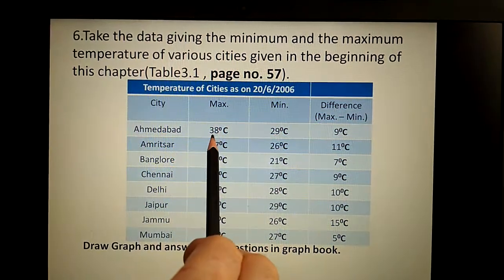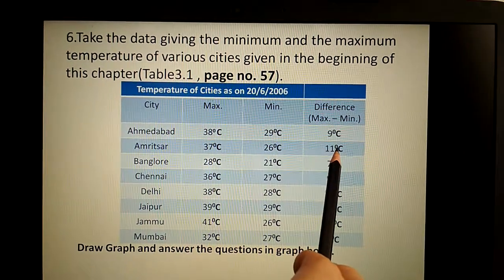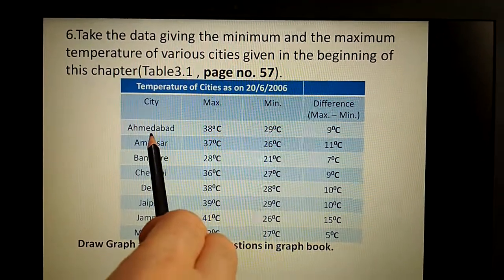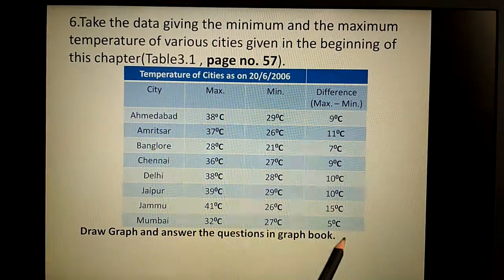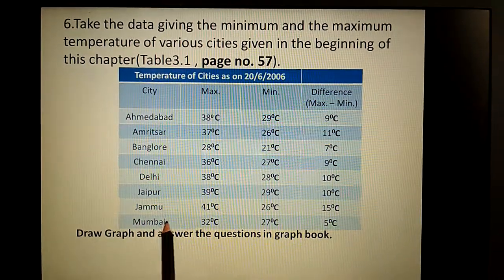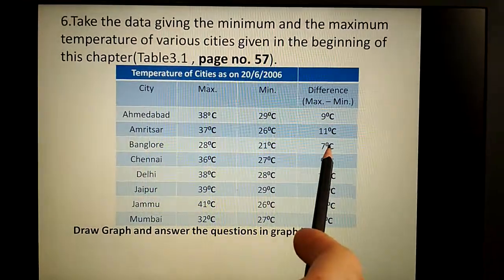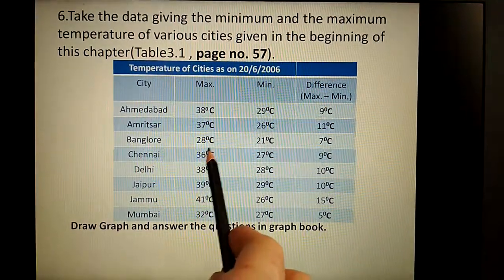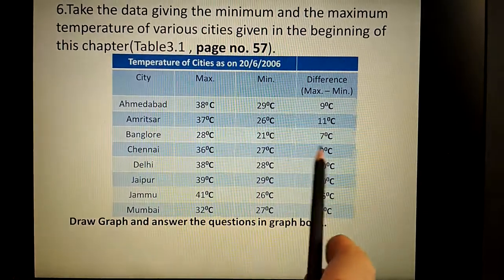If you subtract 38 minus 29, we get 9 degrees Celsius. That is the difference in maximum and minimum temperature of Ahmedabad, 9 degrees Celsius. Like this, we will do it for all the other cities also. So 37 minus 26 gives us 11 degrees Celsius. Bangalore, maximum is 28, minimum is 21, difference is 7 degrees Celsius.